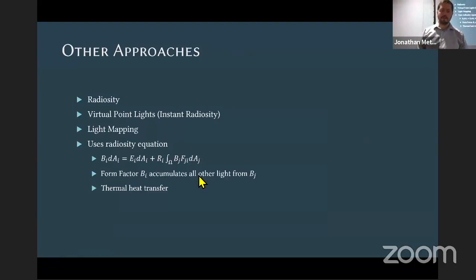So other approaches include radiosity, virtual point lights, light mapping. Some of these rely on us understanding the radiosity equation. So in other words, we talked about our scene being divided. We have our geometry. We might divide it into smaller subpatches, and we're interested in how much light is reflected from each patch to each other patch. All right. And so this is basically, we're simulating thermal, it comes from thermal heat transfer.